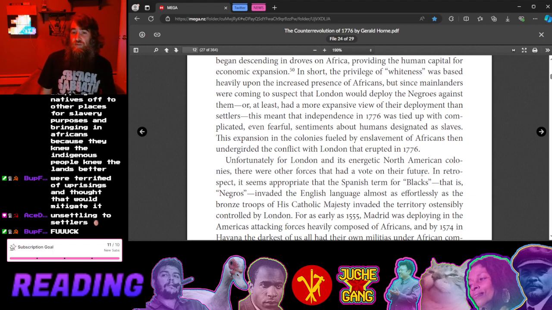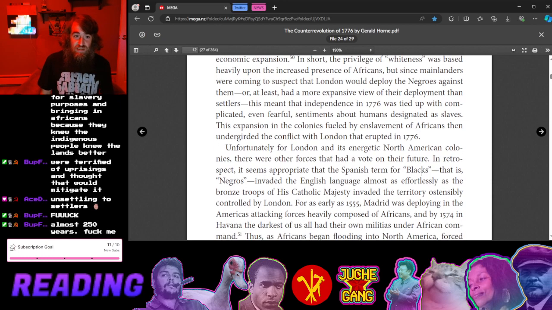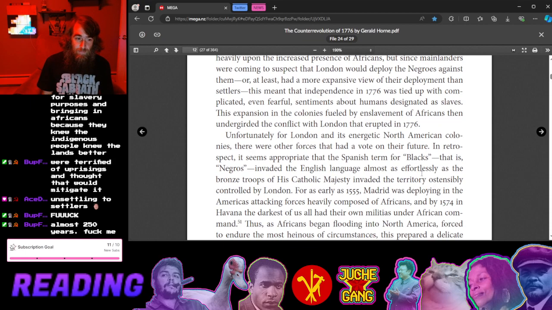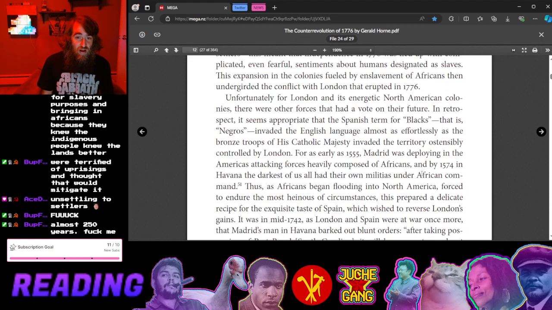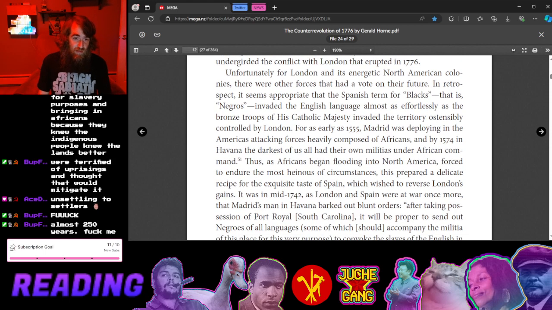In short, the privilege of whiteness was based heavily upon the increased presence of Africans. But since mainlanders were coming to suspect that London would deploy the Negroes against them, or at least had a more expansive view of their deployment than settlers, this meant that independence in 1776 was tied up with complicated, even fearful sentiments about humans designated as slaves. This expansion in the colonies, fueled by enslavement of Africans, then undergirded the conflict with London that erupted in 1776.